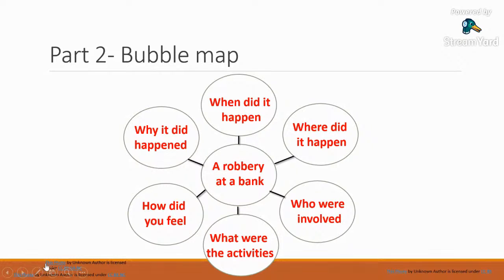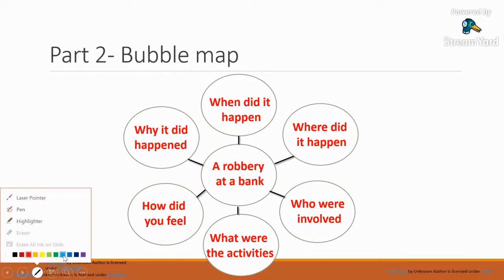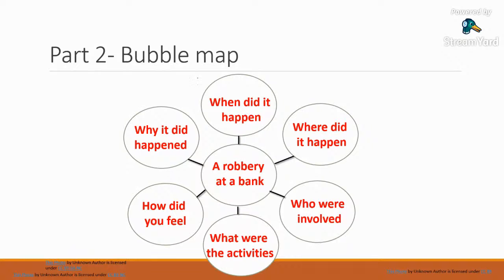So number 1, let's look at the first one here. Number 1, when did it happen? The day, you can write the day or the time. Where did it happen? The place. Who were involved? Who were there? And then you can have 4. What were the activities? Activities means the actions. What happened in the bank?